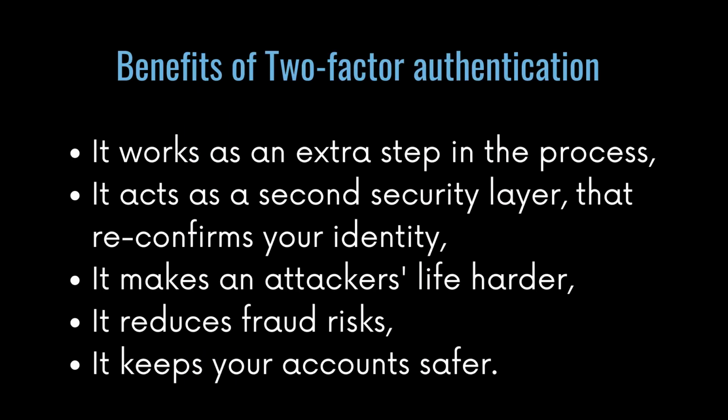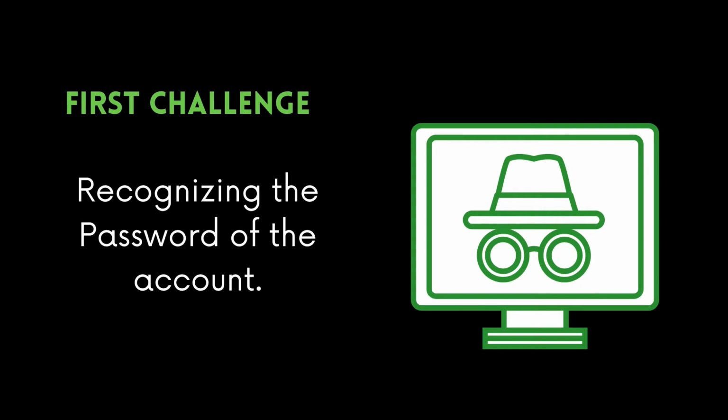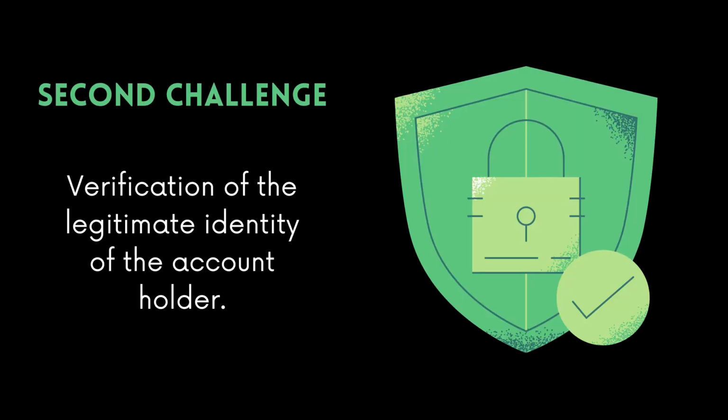So, in order to stay protected, you can enable the two-step verification system that works as an extra layer of protection for your accounts, wherein the first challenge for anyone trying to hack into your account is to recognize the password, which by the way, is not that difficult for cyber attackers. The next challenge comes in the form of a second layer of protection, which is used to verify the legitimate identity of the account owner by tapping on a push notification, or entering an OTP shared via email, text message, phone call, or any other channels.